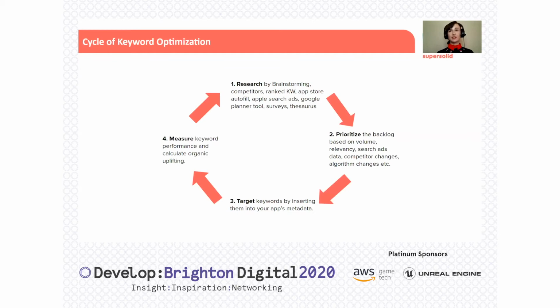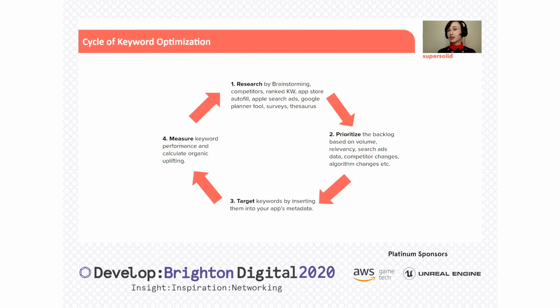So, the cycle of keyword optimization. Initially, you start by brainstorming, looking at competitors, what keywords they are trying to rank for. There are really useful tools for this, such as AppTweak, App Store autofill, search ads, surveys, thesaurus, etc.